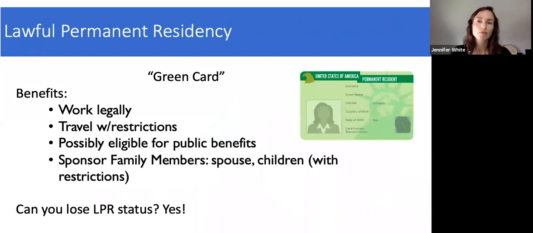So lawful permanent residency, having a green card, what does it mean? It means you can work legally, you can travel internationally with restrictions. The big restriction I always tell clients when they get their green card is not to stay out of the country more than 180 days, because that can lead to some inadmissibility problems. One of the complications you'll hear about in immigration law is this idea of inadmissibility. And it's really kind of a fancy way of saying a bar to immigration or a bar to status.